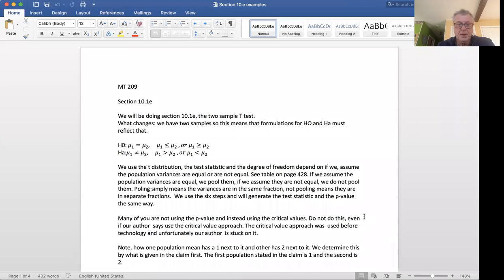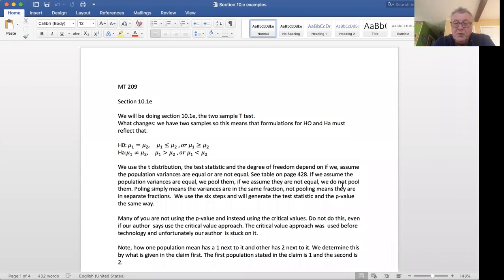You should have gotten this a couple days ago. Okay. And this is section 10.1e. We'll go over the other section on two proportions a bit later as well. So we'll be using 10.1e, the two sample t-test. What changes here is we have two samples. They're both from independent populations. In other words, you can't be from each population at the same time.